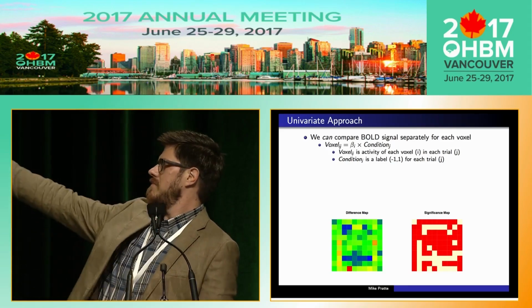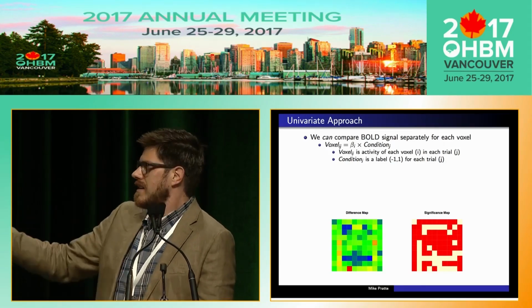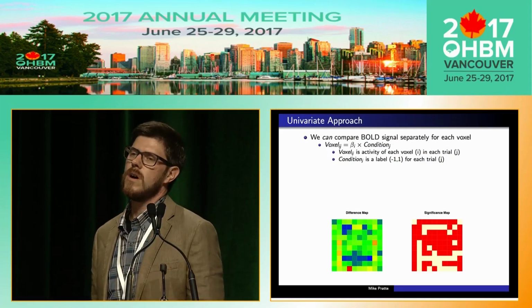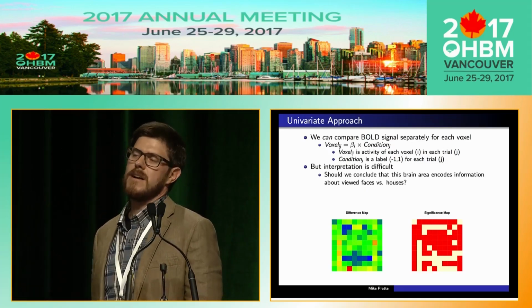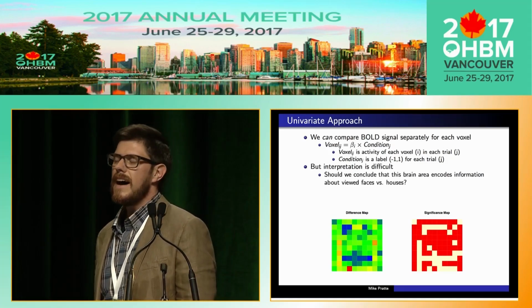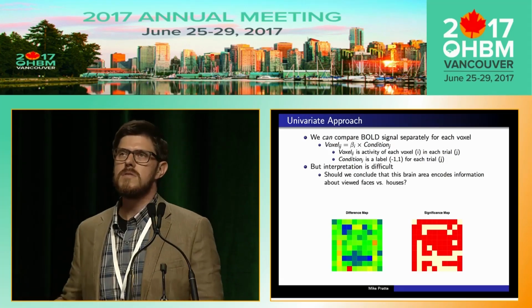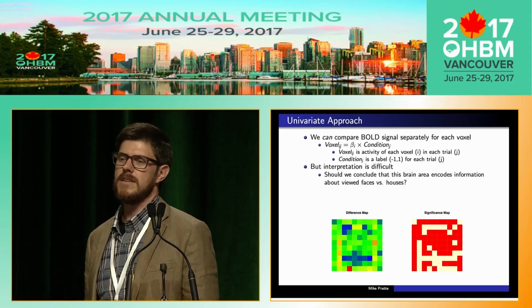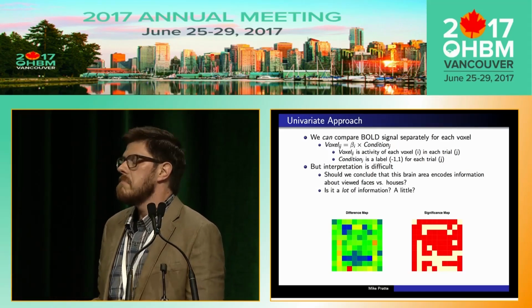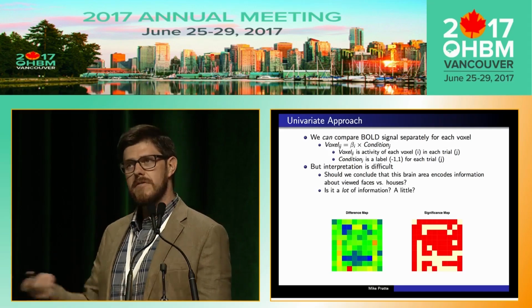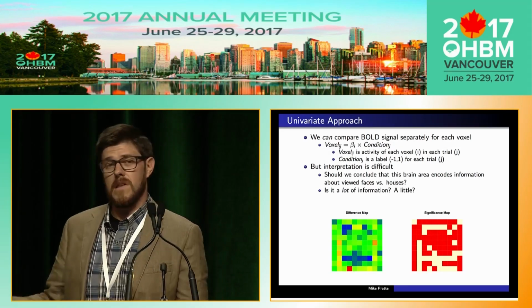You've got a P map here, and it says, yeah, 20% of your voxels in V1 respond differently. But my original question was, does V1 care about faces and houses? And I think it's really hard to make that conclusion from this sort of analysis. 20% of V1 seems to, but we don't know. Is that enough to say the whole area does? Is that a lot of information?